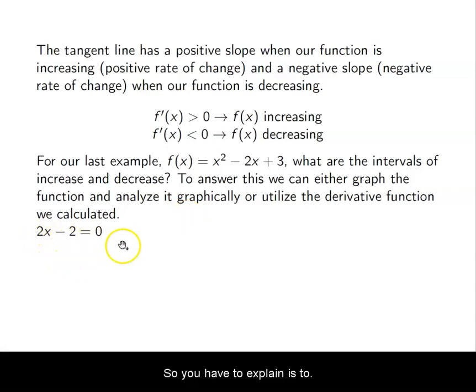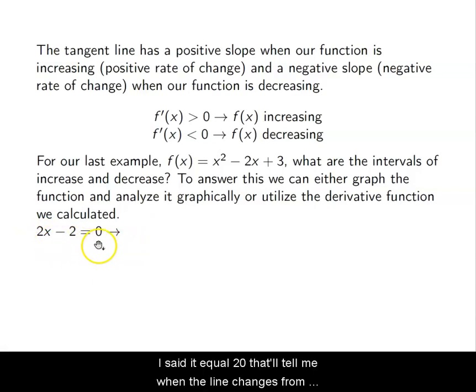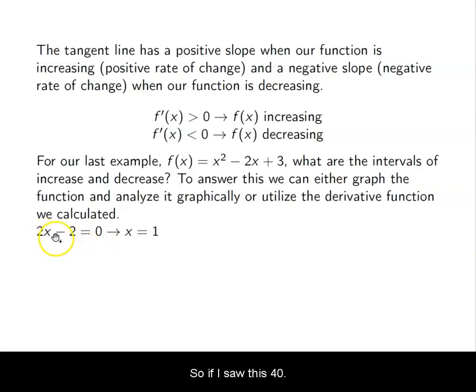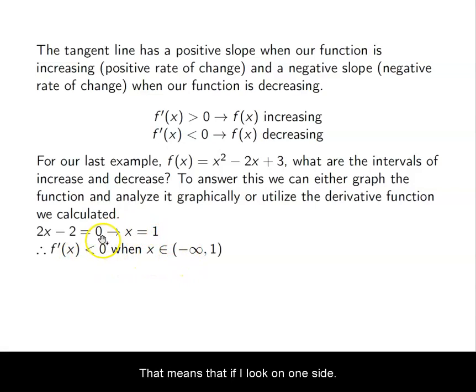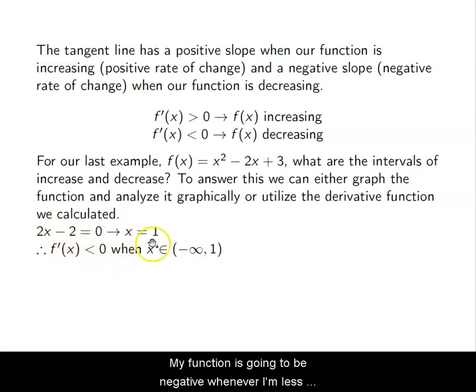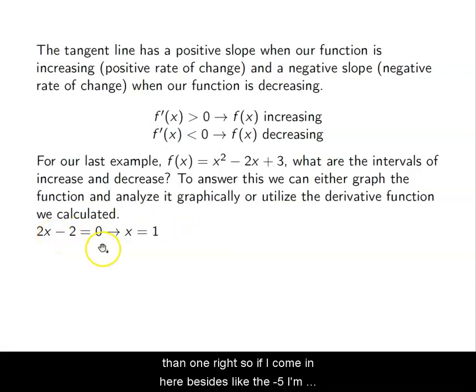So here I have 2x minus 2. If I set it equal to 0, that'll tell me when the line changes from being negative to being positive, right? So if I solve this for 0, that's whenever x equals 1. That means that if I look on one side, my function is going to be negative whenever I'm less than 1, right? So if I come in here, let's say I plugged in negative 5, I'm going to get a negative minus a negative, I'll be negative, right?